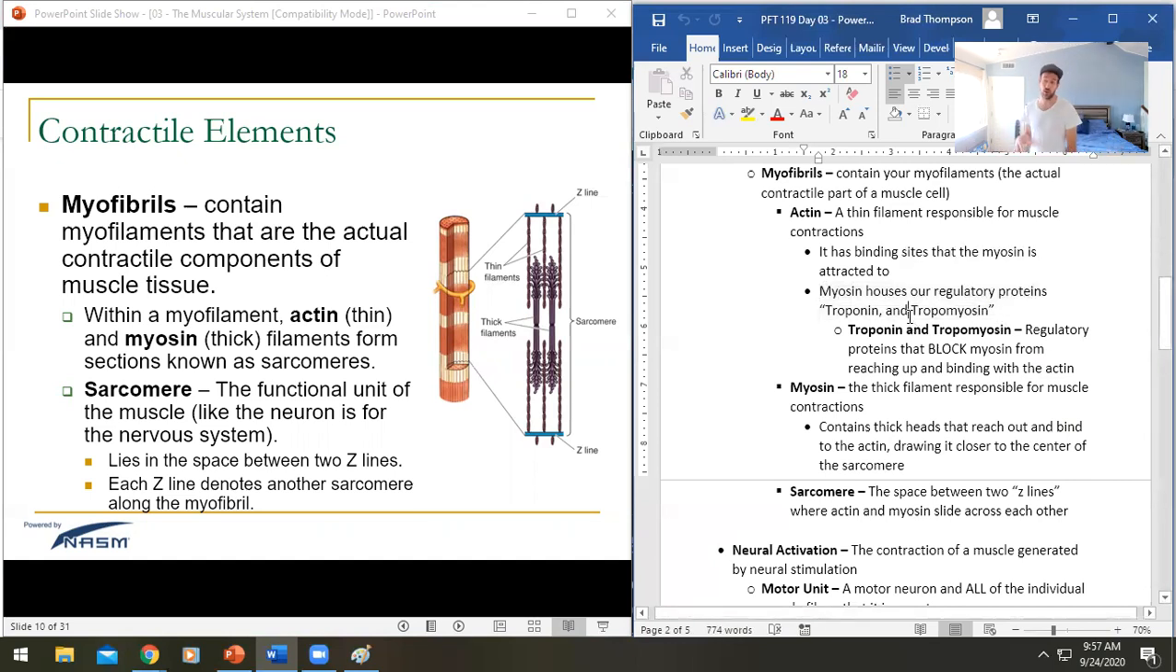If they had their way, actin and myosin would be bound together all the time and our muscles would never relax. So we don't want that to happen, right? We want to have the ability to relax our muscles. So luckily we have what are called regulatory proteins, and they regulate when actin and myosin can bind together. Those regulatory proteins are called troponin and tropomyosin. They're regulatory proteins that block myosin from reaching up and binding to the actin.